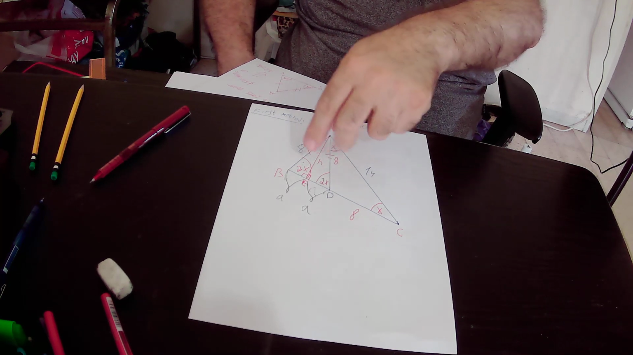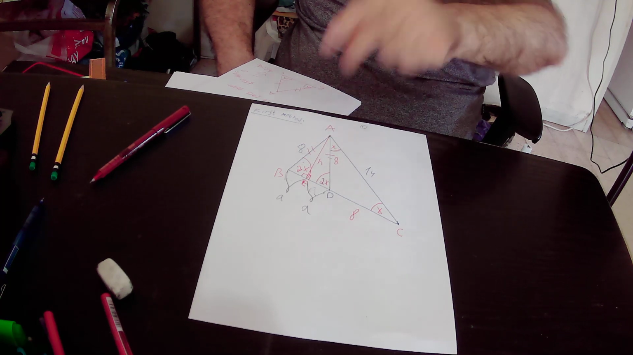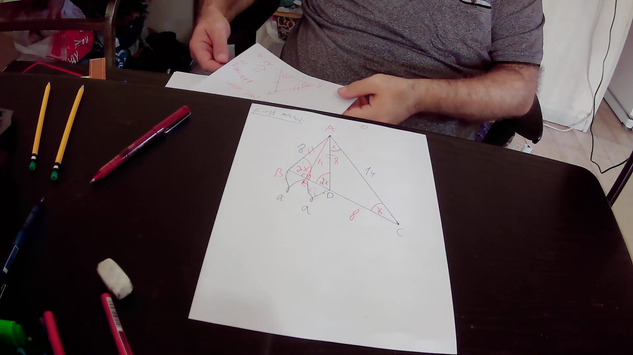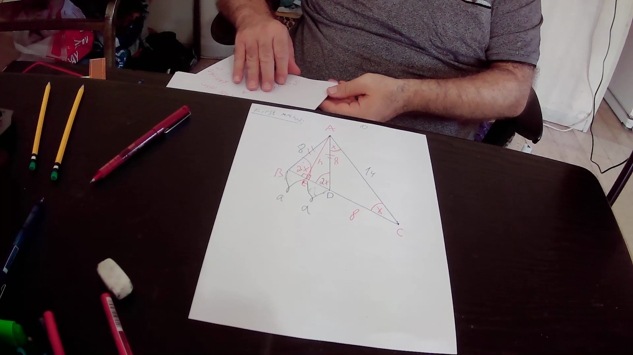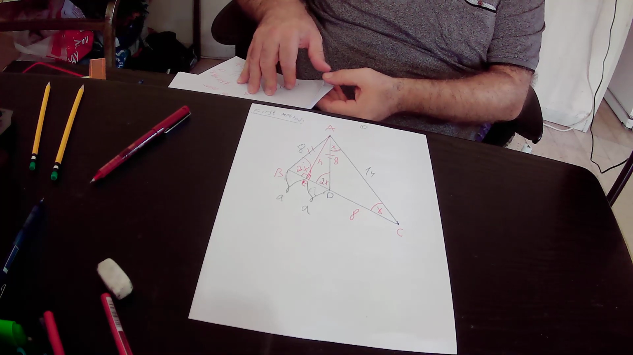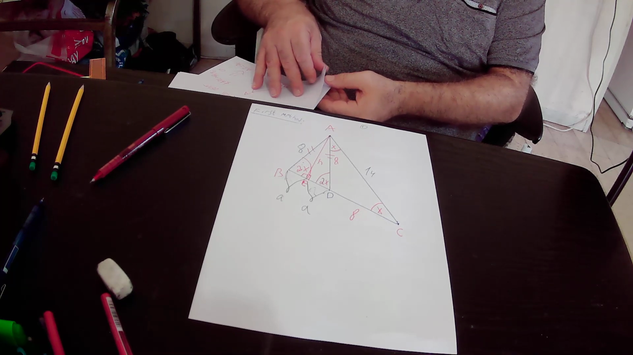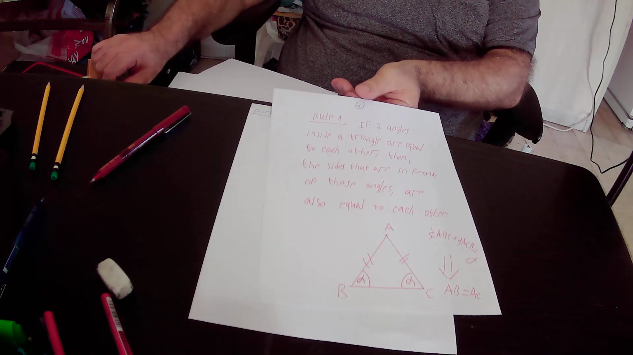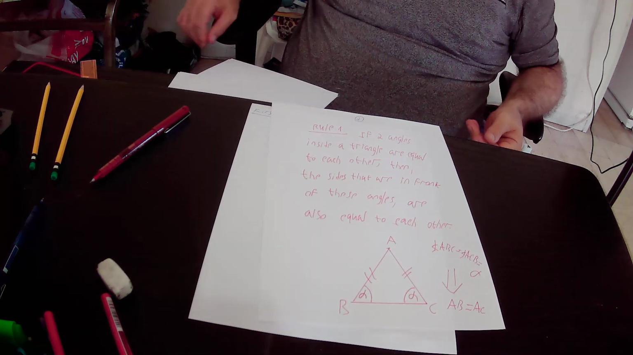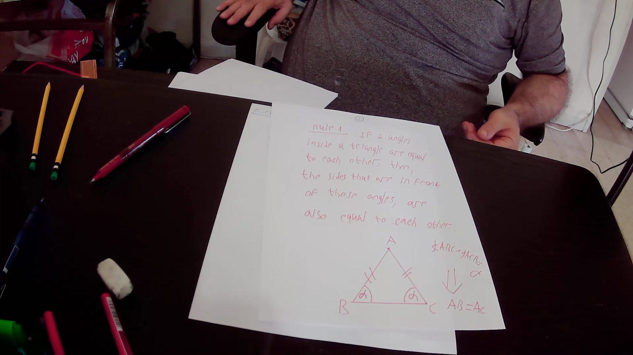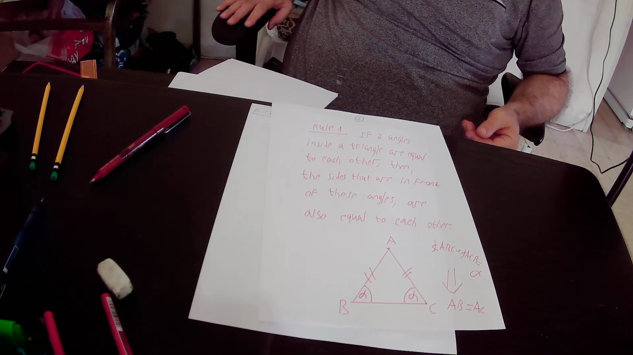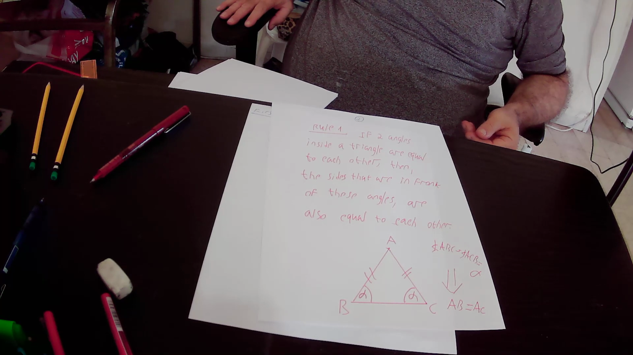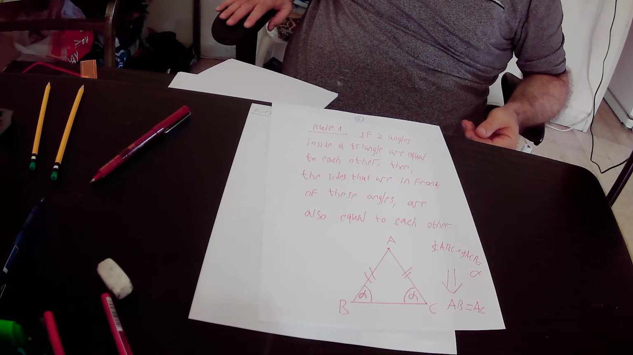In triangle ABD we have two angles that are equal to each other, and according to rule number one, if two angles inside a triangle are equal to each other, then the sides that are in front of those angles are also equal to each other.